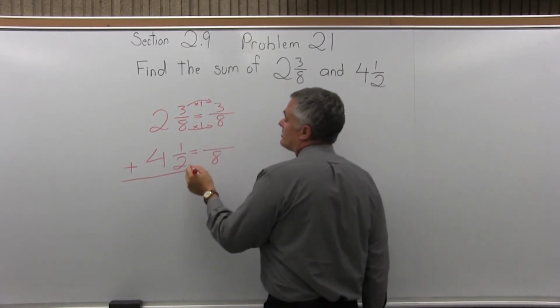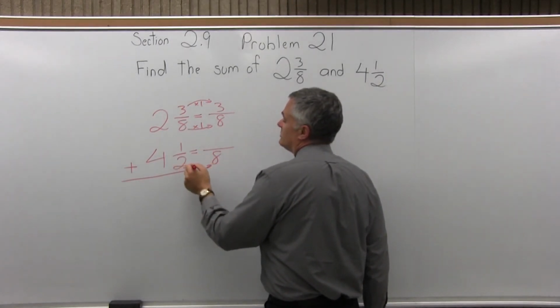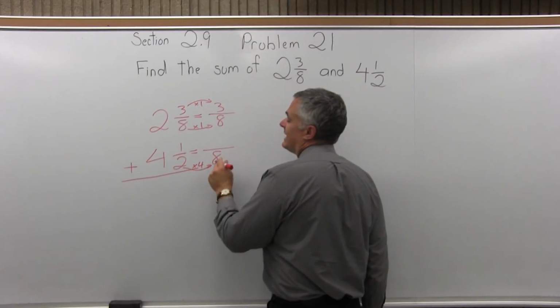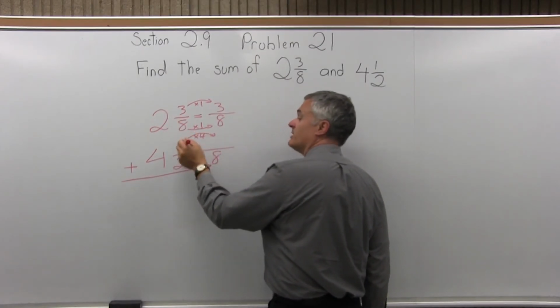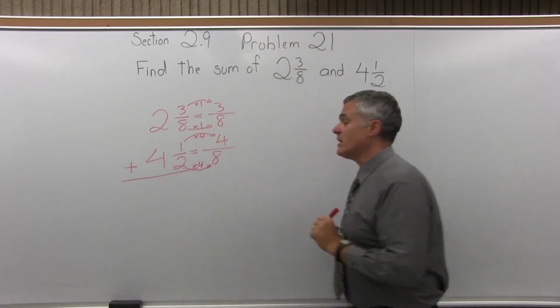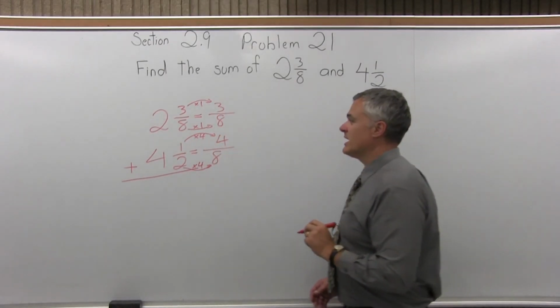Now the bottom, though, you do have to do some figuring out. 2 times some amount is 8. Well, 2 times 4 is 8. So the numerator must be multiplied times the same amount. 1 times 4 is 4. 4/8 is the same as 1/2.